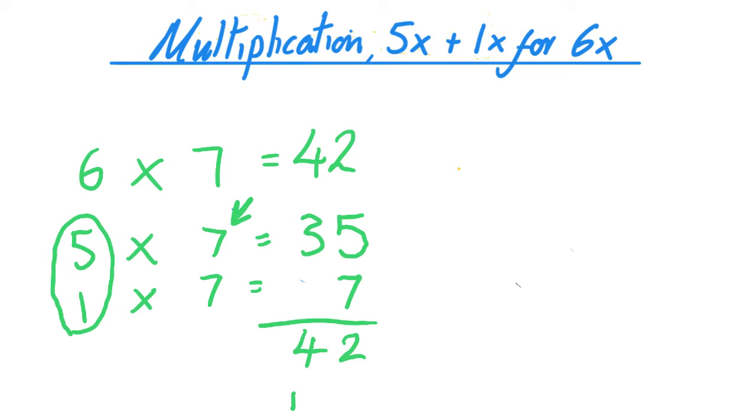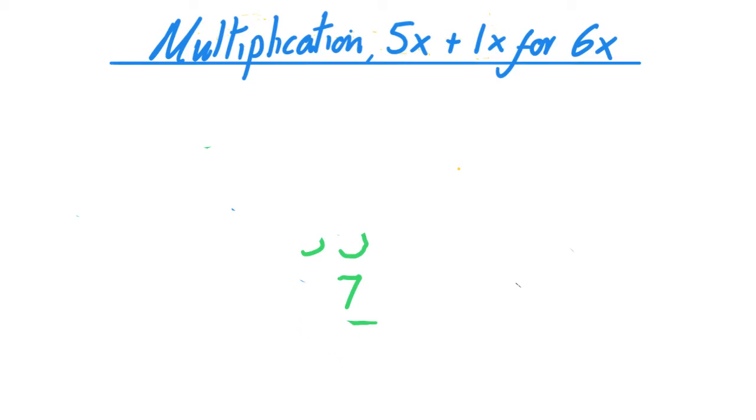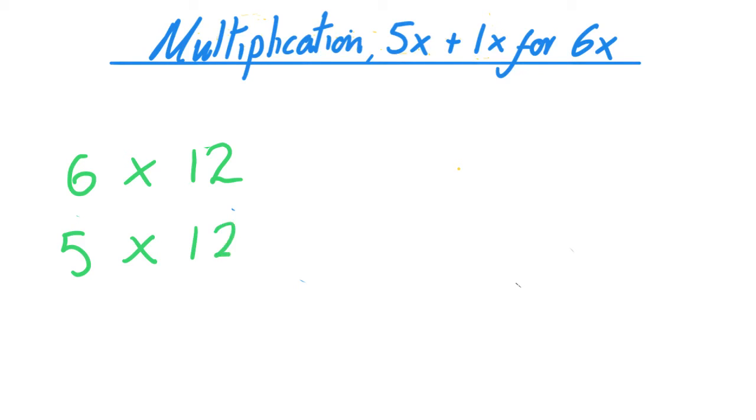Let's do one more example of this strategy for multiplying 6 using the 5s and 1s. This time we'll go, let's try 12. So 6 times 12. Well, we'll break up that 6 into 5 times 12 and 1 times 12. Still multiplying 12 by 6, but we've broken it up into 2 easier chunks.